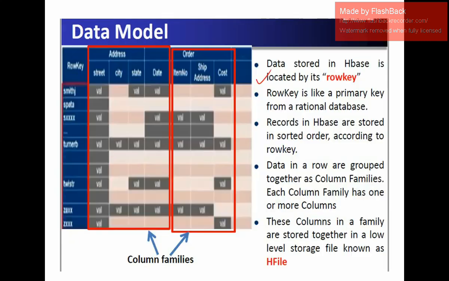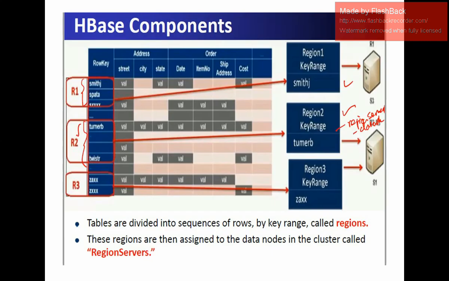So moving further, just see this example, we are having the column families, we are having row keys, and now we are basically dividing that specific table into regions. Regions are nothing but ranges of keys: range 1, range 2, range 3. So we are having range 1 from Smith to some other row ID. After that specific row ID, we move to the next region, from Turner to Twisters, and then further we are having region 3 with some Z sequences.